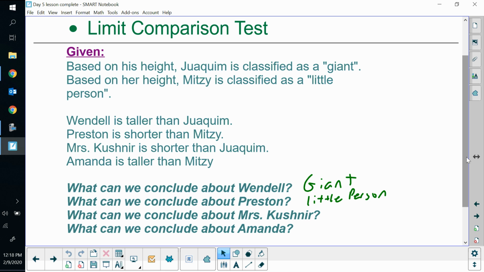So for Wendell, we can conclude that he must be a giant. Because if Joachim is a giant, anyone taller than Joachim should also be considered a giant. So that's why Wendell can be classified as a giant. Now, if Mitzi is considered a little person, anyone smaller than Mitzi should also be considered a little person. So because Preston is shorter than Mitzi, then Preston must also be a little person.